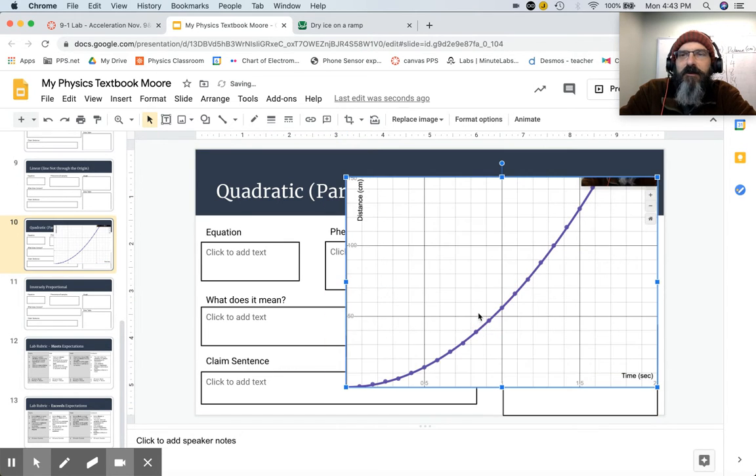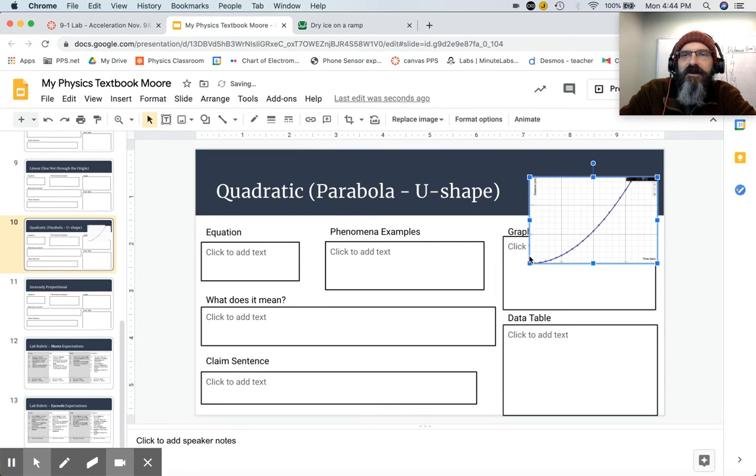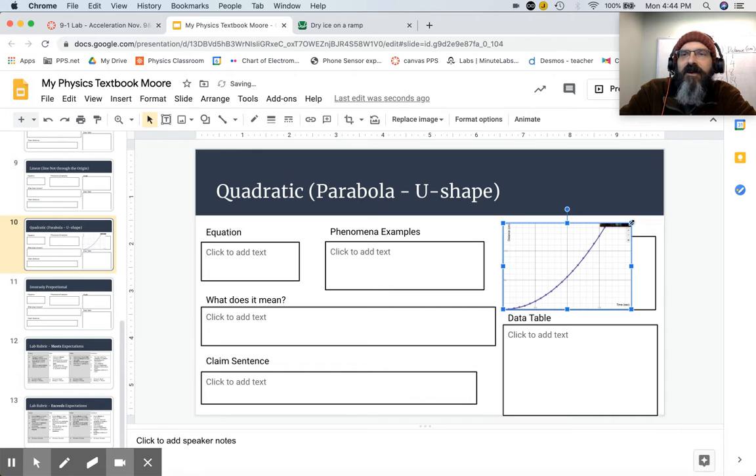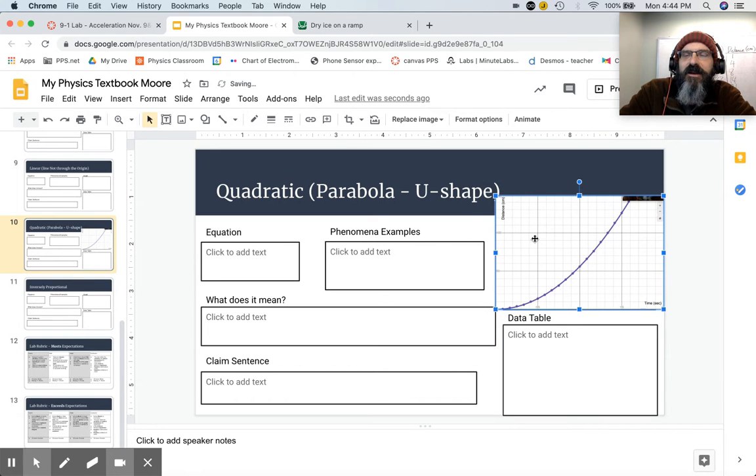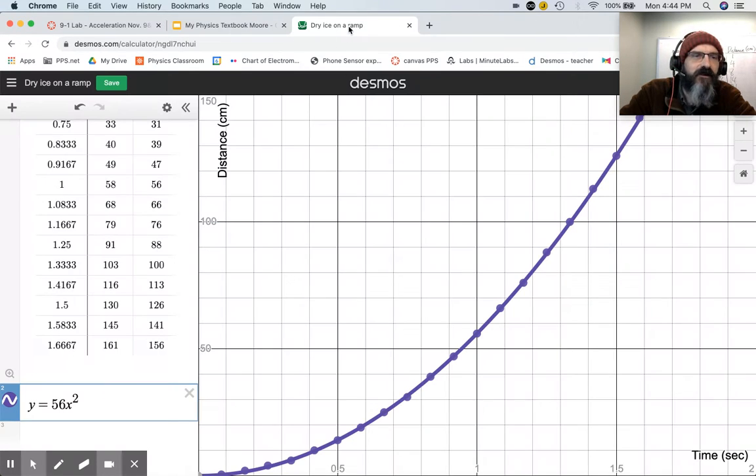Now, I'm going to put this in the upper right, but I need to shrink it a bunch. So I'll shrink it down, kind of tuck it in here. I don't mind if it takes up a little extra space. I really want this graph to be as big as it can be so that I can really see that nice quadratic relating time and distance. Beautiful.